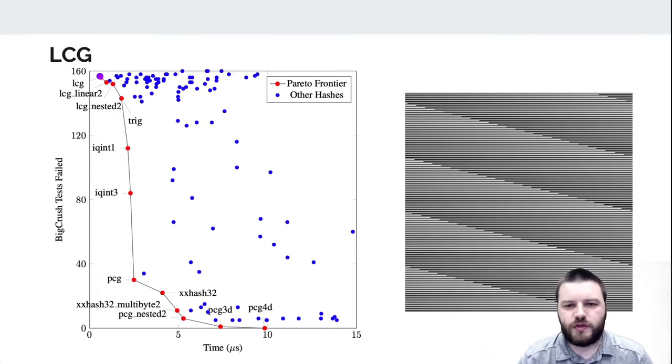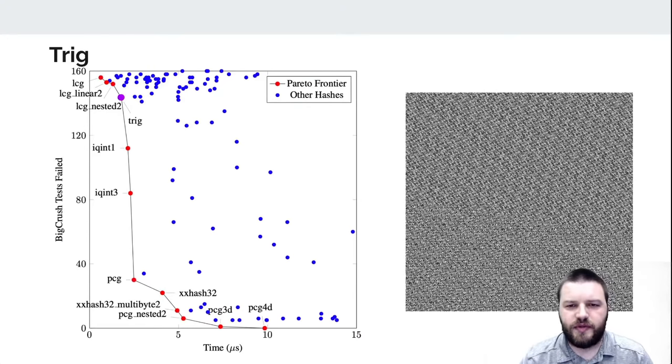The first and fastest is LCG, or Linear Congruential Generator. It was the fastest, but has horrible quality. You can clearly see gradients and repeating patterns in the resulting image. We would only recommend this hash function if you needed the fastest possible hash and did not care at all about quality.